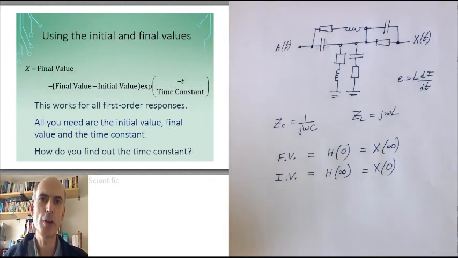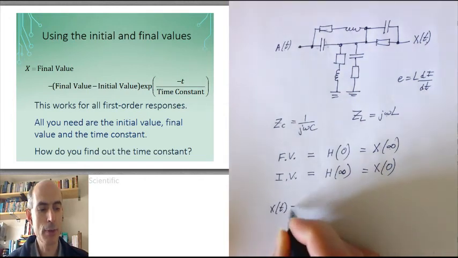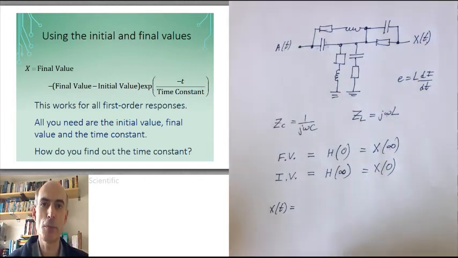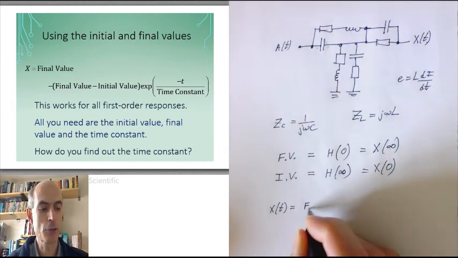Now, once you know the initial value and the final value, both of which are quite straightforward to work out from the frequency response, for any first order system, you can then write the step response in terms of the initial value, the final value, and the time constant. There will only be one time constant because there's only one pole in the response.